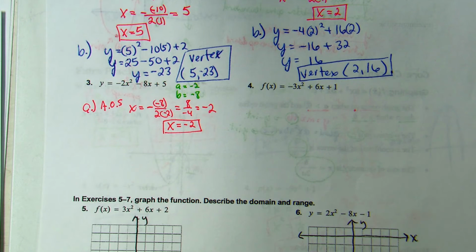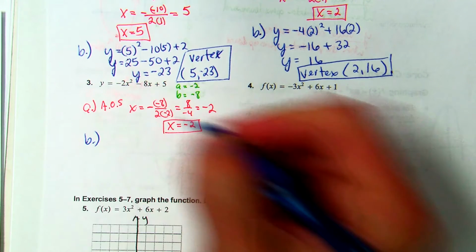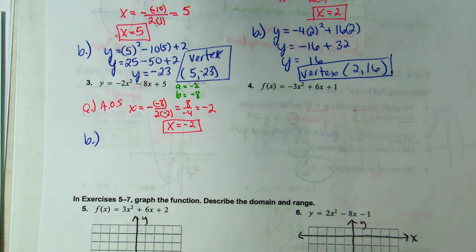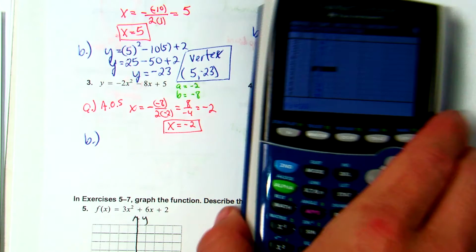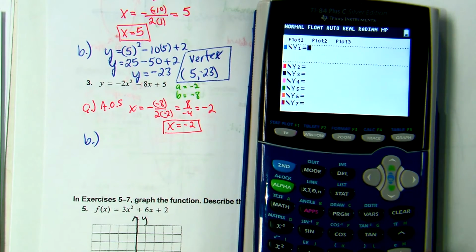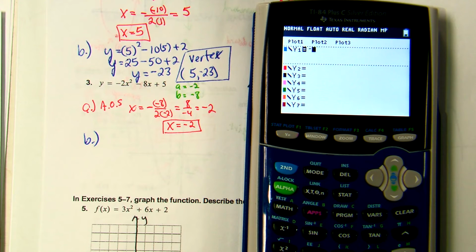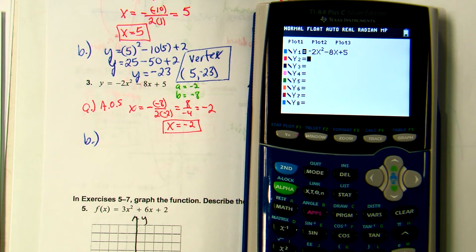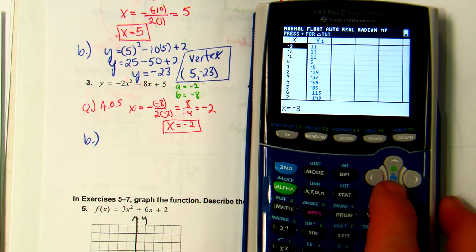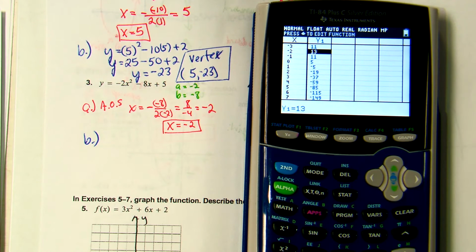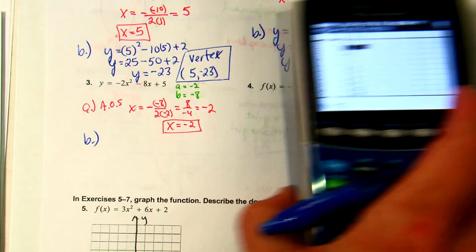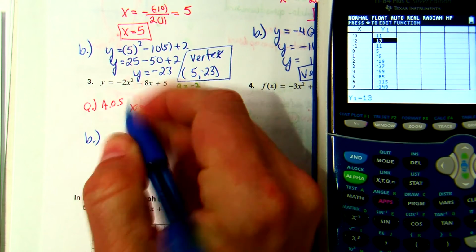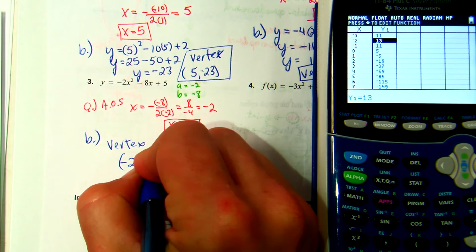Then from there, I can find the vertex. Let's do it in the calculator just so that we get some practice doing it that way as well. So let's go and put this in the calculator. Y equals, I'm going to clear that other function out. I'm going to have a negative 2x squared minus 8x plus 5. And then I'm going to go to my table, my second graph. It takes me to the table. I'm going to look at negative 2, and the y value at negative 2 is 13. So I know that the vertex is at negative 2, 13.